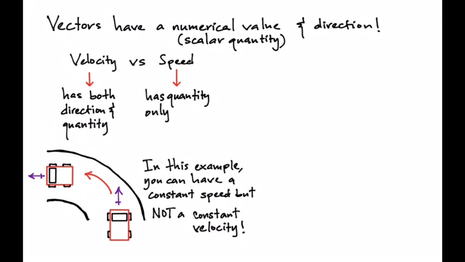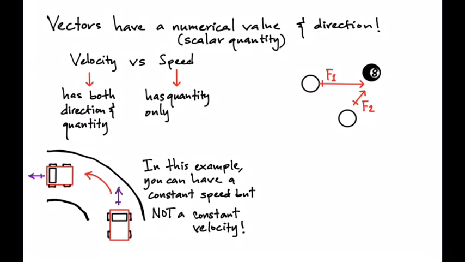So you can go at 20 miles per hour turning on a curve, right? So that's a constant speed because your speed is not changing. But because velocity has both direction and scalar quantity, you can have a constant speed, but the direction is changing. And that's why velocity can never be a constant value when you're turning on a curve.